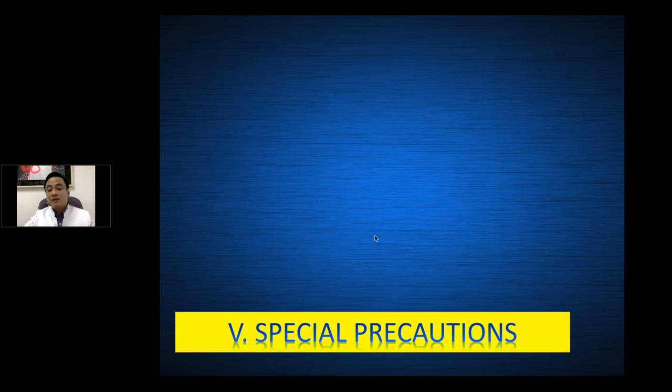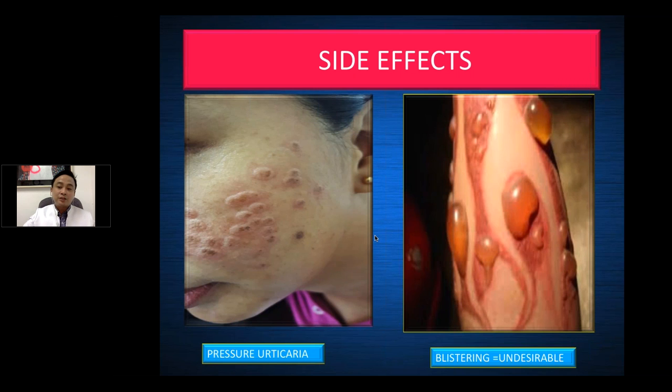So special precautions. In some patients, don't be scared if you see urticaria or wheals immediately after the procedure. This is called pressure urticaria. It resolves in like 3 to 4 hours. If your patient is worried, then you may give topical steroids. Blistering is definitely undesirable. If you have blistering, then probably you will have a scar. So we have to avoid very high settings.